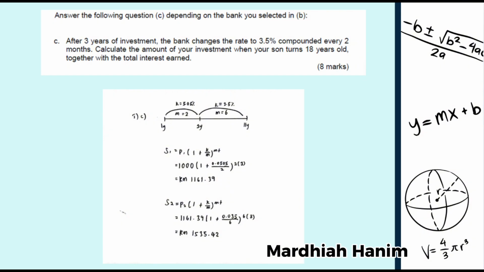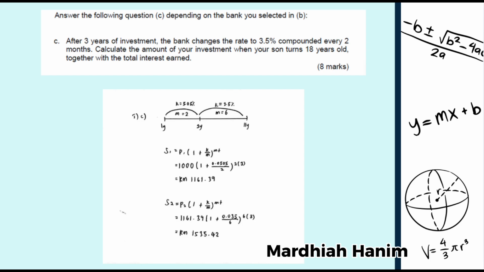So first, we look at here, K equals 5.05%. But we have to change it to decimals, so 0.0505, and the M equals 2. So where do I get the 2? Based on question B, I chose OIC Bank, and back to the timeline, OIC Bank's interest rate is 5.05% compounded semi-annually. So semi-annually is calculated 2 times a year. That's why we put 2 in here.